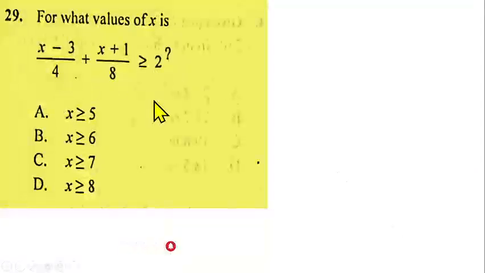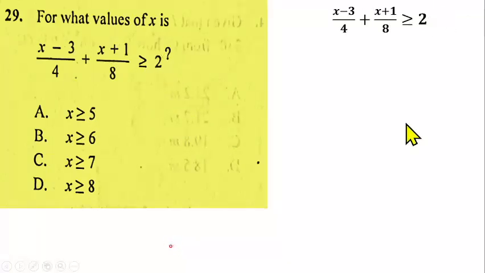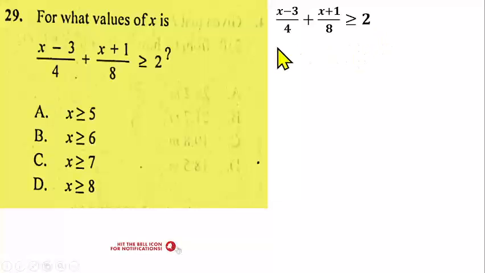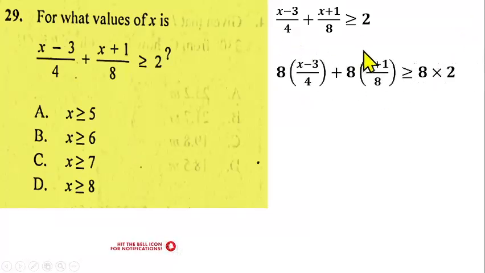Question number 29 is from inequalities. For which values of x is s minus 3 over 4 plus s plus 1 over 8 greater than or equal to 2? This is an inequality involving fractions. The first thing to do is to find the LCM of 4 and 8, and whatever we get, we multiply through by the LCM. What's the LCM of 4 and 8? It is 8, so we multiply through by 8.